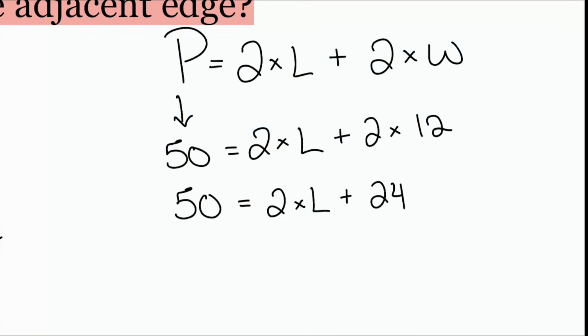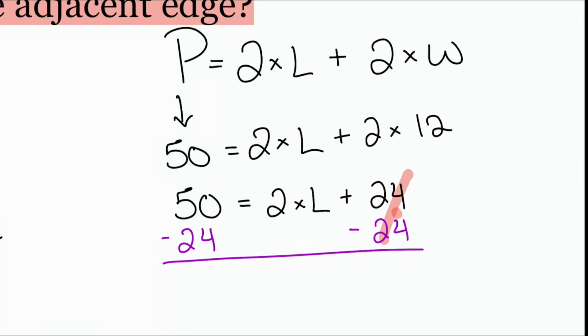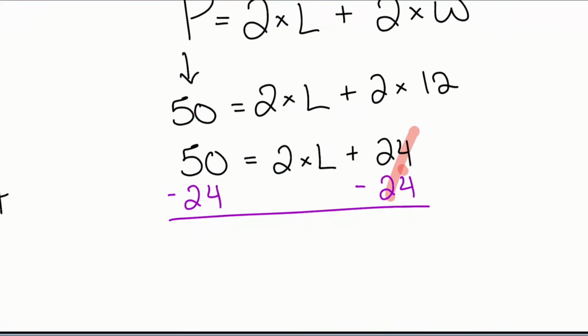We want to get rid of that 24 that's just sitting right there. We see that it's plus 24. So we will do the opposite. The backwards operation will be subtracting 24 on both sides. And once we do that, we see that it cancels out on the right side. And so now we have 50 minus 24. We can borrow and do our thing, no problem. So 10 minus 4, that's going to be 6. 4 minus 2, that'll be 2. So 26 equals double the length.